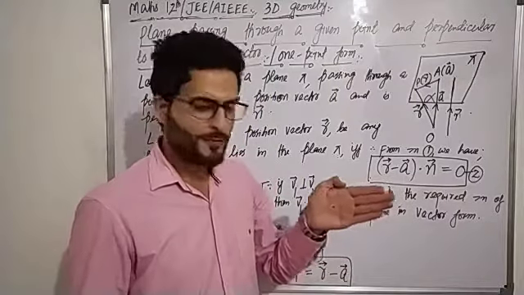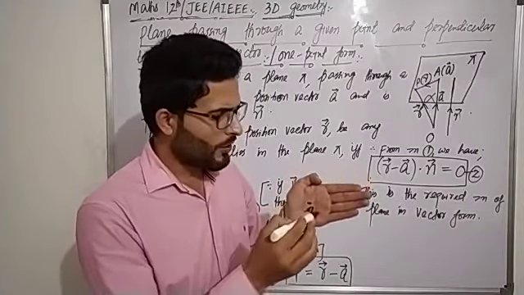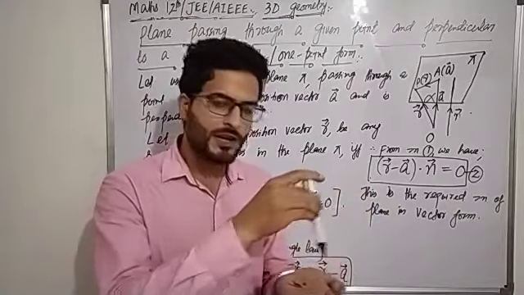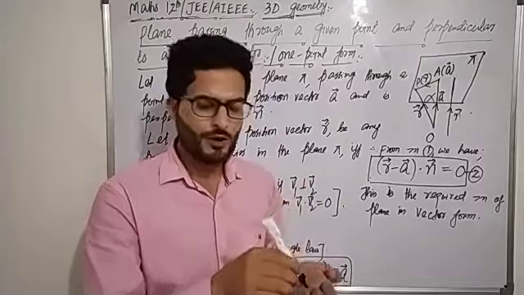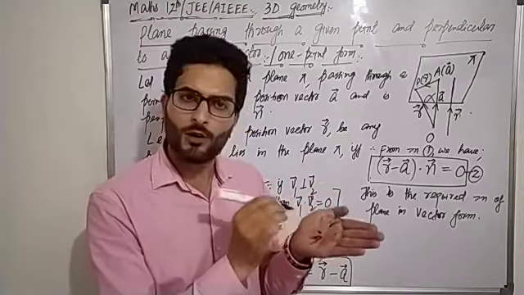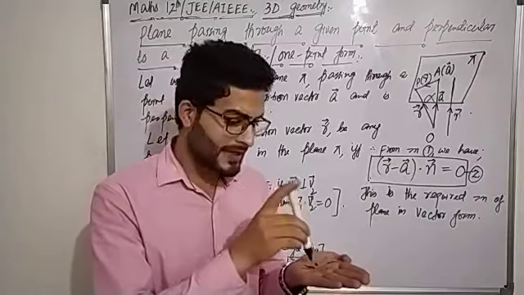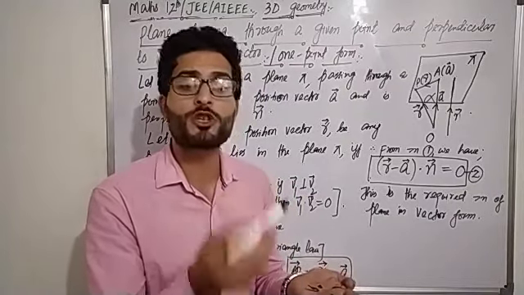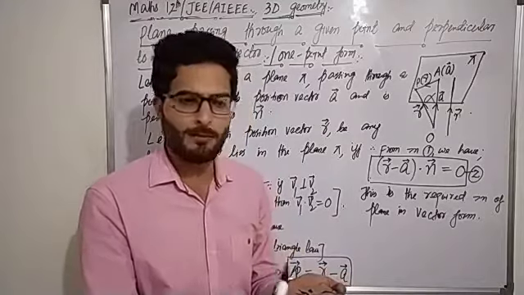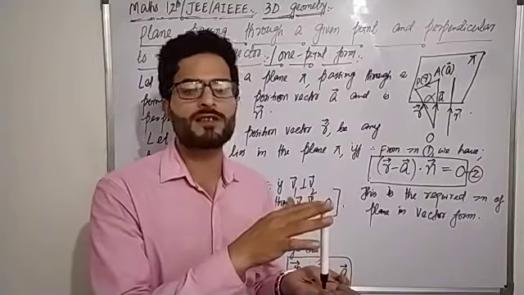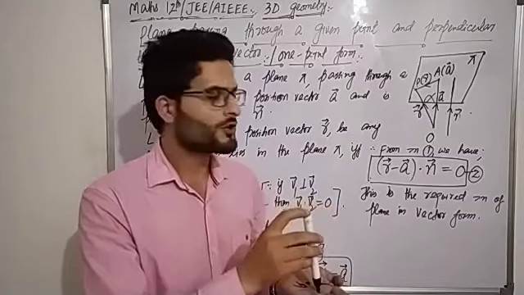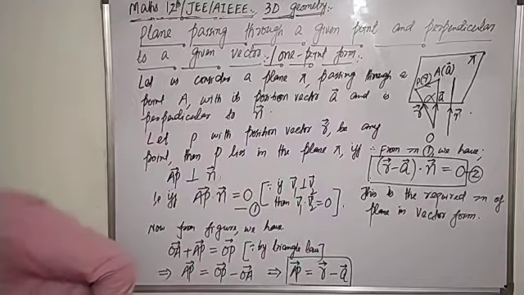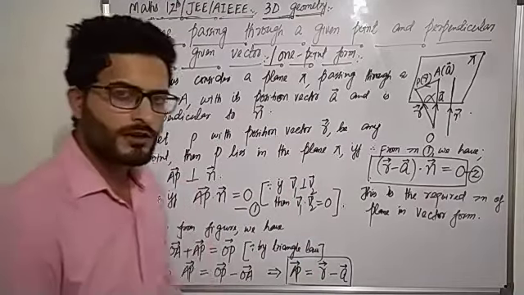So for a plane which is passing through a point and a vector is perpendicular to it, what will be the equation of this plane? r vector, which will be the position vector of any point, r vector minus a vector. a vector is the position vector of the given point through which the plane passes, and n vector is that vector which is perpendicular to the plane, right? So that is actually the equation of the plane in vector form. Now we are going to deduce the same equation in Cartesian form.